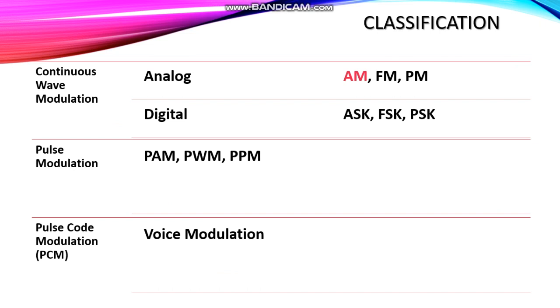We can classify modulation as continuous wave modulation, pulse modulation, and pulse code modulation. Continuous wave modulation is subdivided into analog and digital modulation. Pulse modulation uses pulse signals to modulate. We know pulse is not a continuous signal as it appears only for very short time. So it is a discrete signal after the modulation is done.